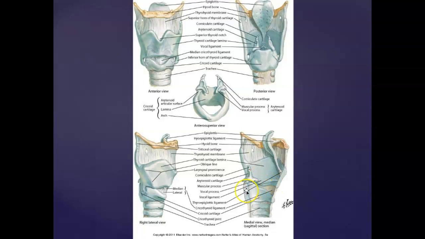Now the back side, just right above here, you can see the cricoid cartilage just taken out of place here. On the back side, the posterior superior edges of the cricoid cartilage are these two cartilages called arytenoid cartilages.